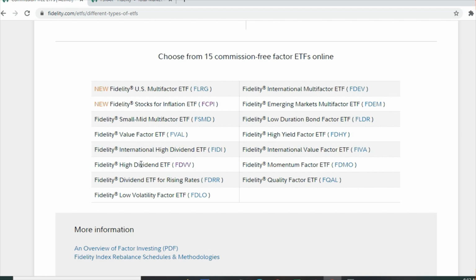So if you're looking for a dividend ETF, and there are a lot of great options out there, Fidelity does have a few options here with the international high dividend, which focuses on international companies, the high dividend ETF, and then the dividend ETF for rising rates. And they've also got a few options here as well, the high yield factor, momentum, quality. All of these are making a bet on a specific type of investment rather than tracking the overall market.